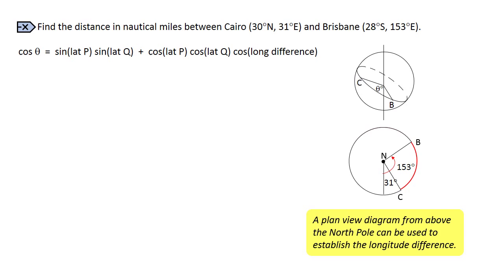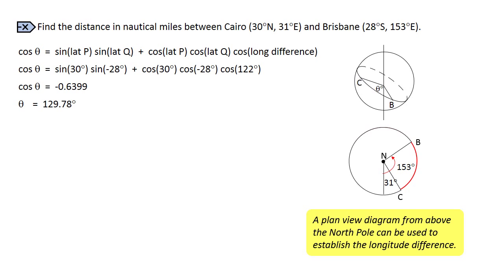Now we pop it into the formula along with the latitude information. Remember that southern latitudes are entered as negative, and then we let our calculator do the work to find out theta. Now this of course is not the distance, and to find the distance we need to substitute it into the formula d equals 60 theta to find the distance in nautical miles.